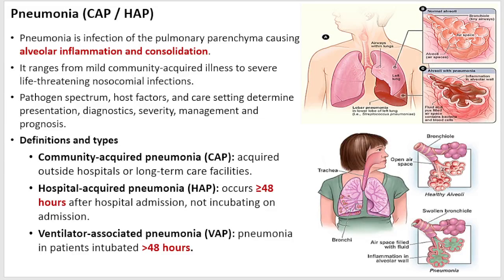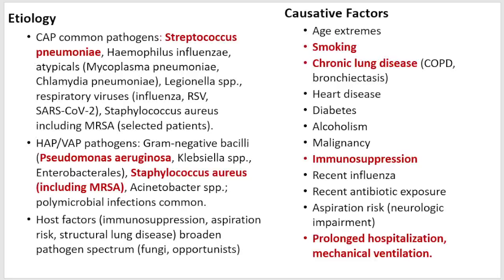Ventilator-associated pneumonia is a subset of hospital-acquired pneumonia, developing in patients who have been intubated for more than 48 hours. Now let's have a look at the etiology and causes.